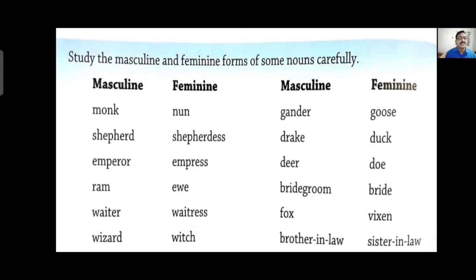Deer, animal, masculine. Feminine will be doe. Bridegroom, male. Feminine gender will be bride. Fox, masculine. Feminine gender of fox is vixen. Brother-in-law, it is a male. Feminine gender will be sister-in-law.